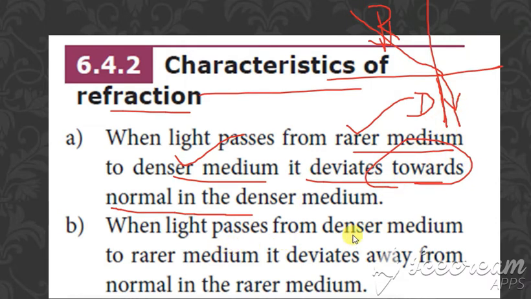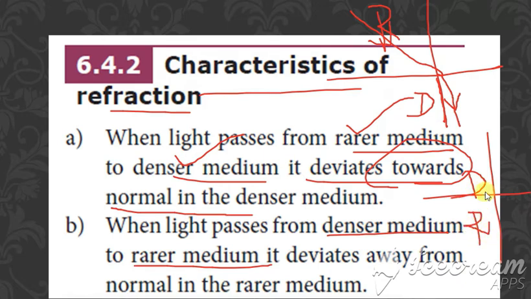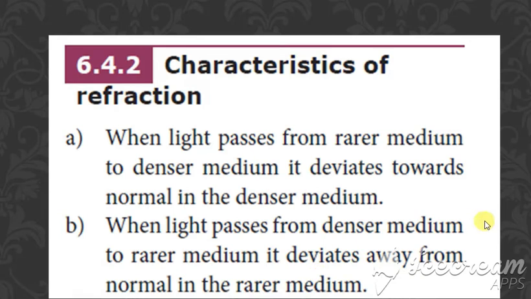Then the next condition is opposite to this. Suppose it passes from denser to rarer. If we take this as denser and this as rarer, then the light which is refracted will move away from the normal. See this and this, and you will know the difference. This is towards the normal and this is away from the normal.